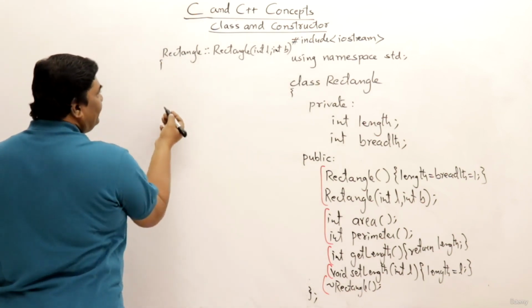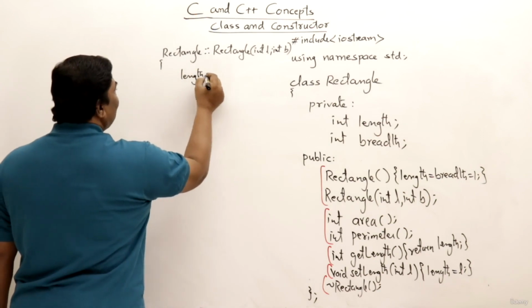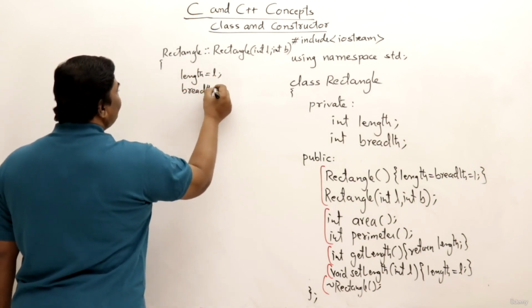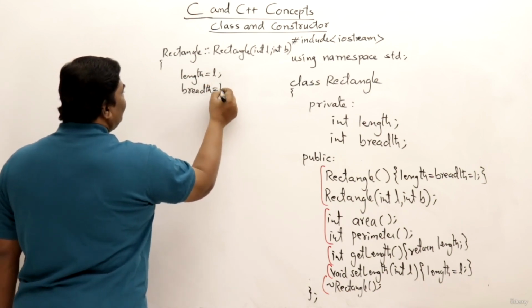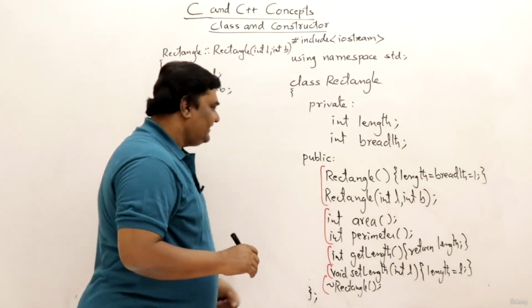And there is no return type, so it directly starts from here. The only thing I have to do is assign length to L and breadth to B. If you have any validations, you can do them here, checking whether length is valid or not, breadth is valid or not.